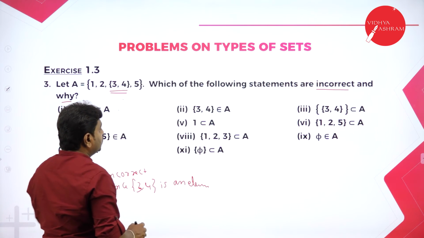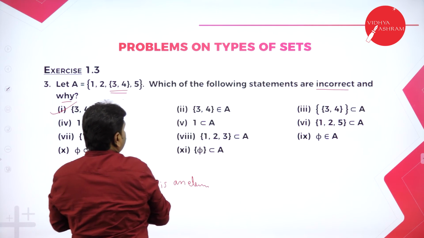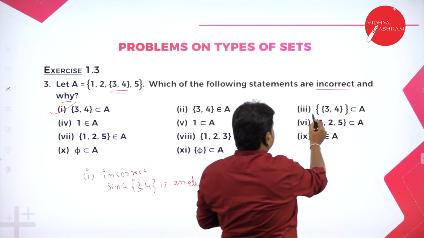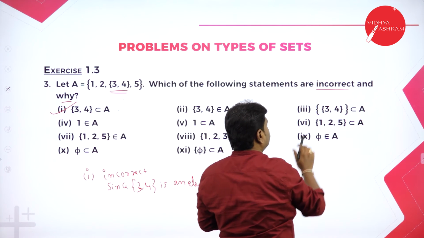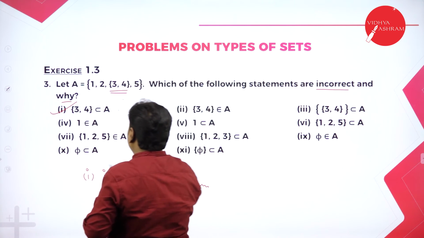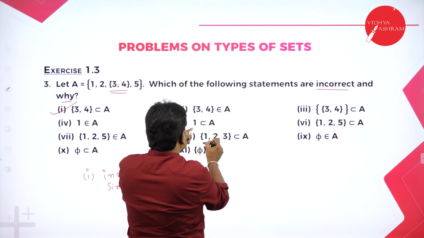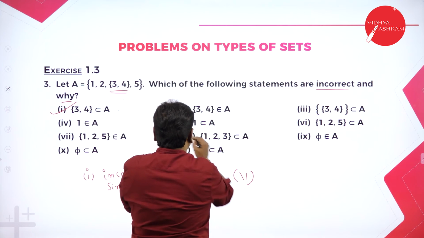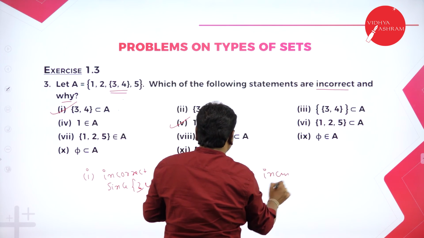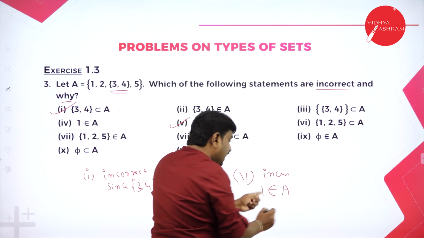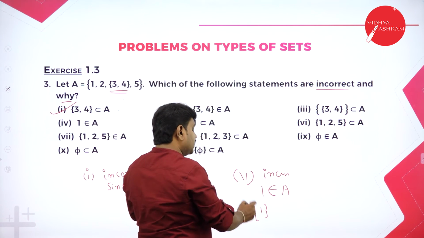And second one, 3, 4, it is true. Which is incorrect means first one is incorrect. And third one, 3, 4 in a set is a subset of A, true. And 1 belongs to A, they told. Yes, it is true. 1 subset of A, they told. Fifth one is incorrect. Why is this incorrect? 1 belongs to A, 1 is an element, 1 is not a subset. If they write like this, then it is a subset.